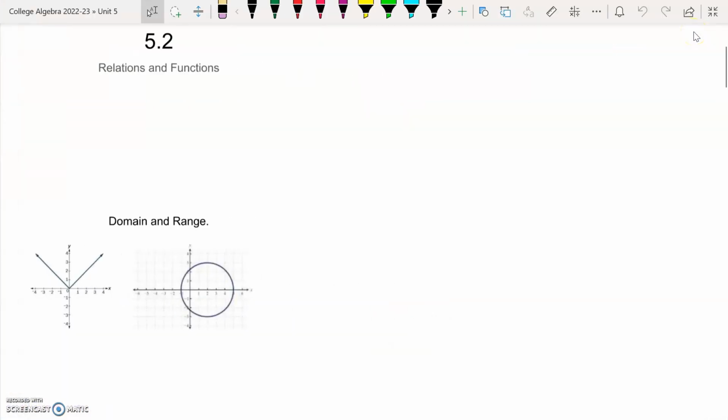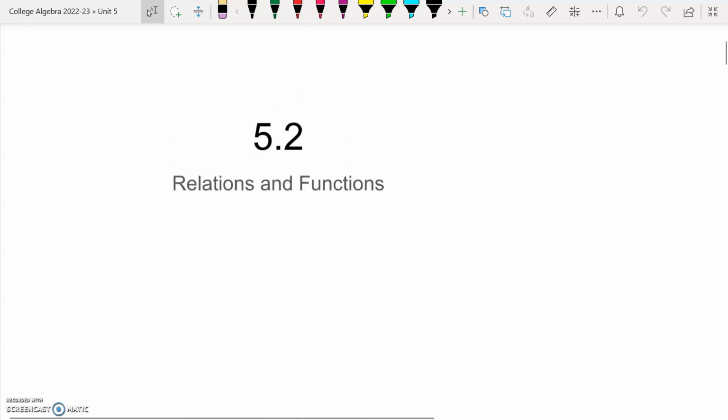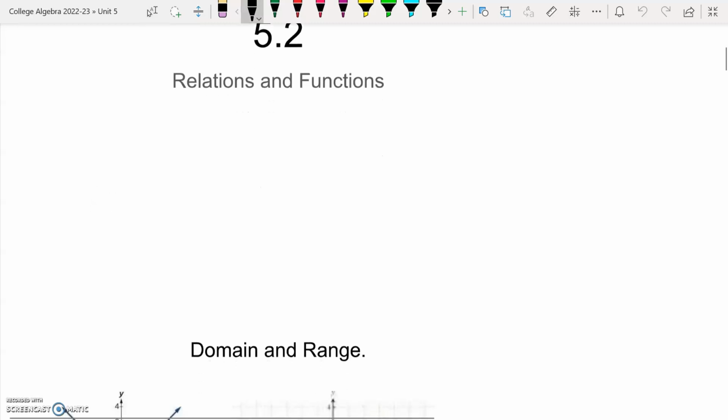Notations and functions. We did some of this lesson last class, as you recall. I'm still going to reteach that stuff just to make sure we're good on it. But the big thing for today is domain and range.